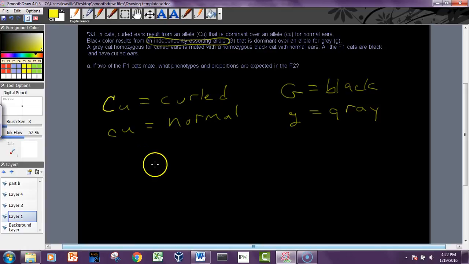So now we're going to take a gray cat, homozygous for curled ears. So it's CU, and so a gray cat, homozygous for curled ears, so it's gray. So if it's gray, it's got to be little g. And we're going to mate that with a homozygous black cat with normal ears. Homozygous black, G, with normal ears, little cu.